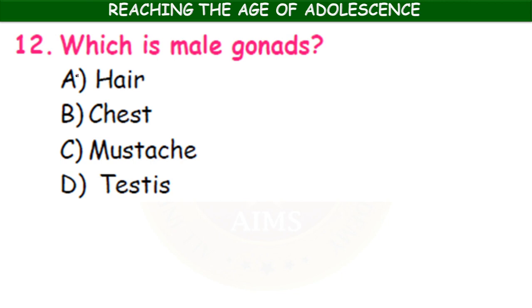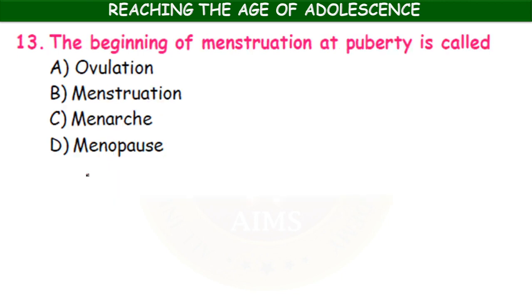Which is the male gonad? Hair, chest, mustache, testis. Testis is the male gonad which produces the spermatozoa.